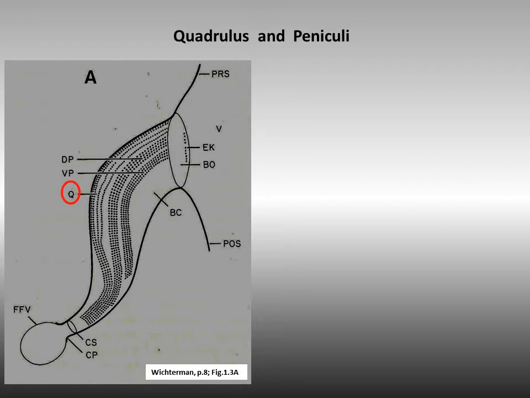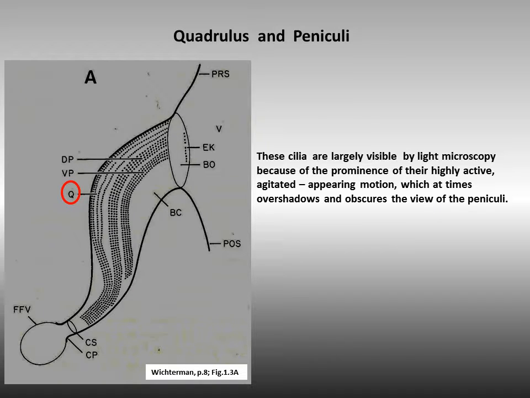The cilia of the quadrilis are largely visible by light microscopy because of the prominence of their highly active, agitated appearing motion, which at times overshadows and obscures the view of the paniculi.